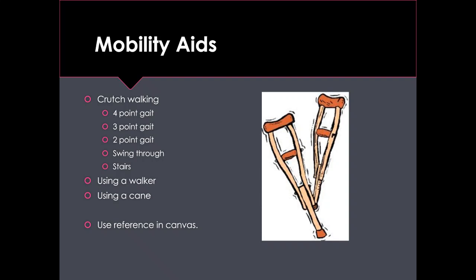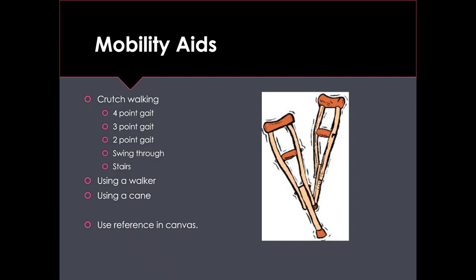So a 4-point gait is where the patient can use both the crutches and both their feet, and they can bear weight. They just have kind of generalized weakness. You don't really see that often. A 3-point gait is where the body weight is placed on the healthy leg, obviously, and the other leg is hurt. It's either non-weight bearing or partial weight bearing.